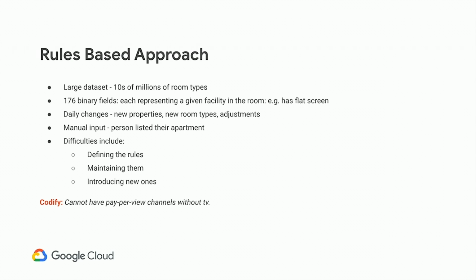And so, issues that may exist with that data, and these are some examples that we'll see in more detail, is you cannot actually have pay-per-view channels in your room if you don't have a television. Now, this is one rule, and it's obvious if you know it, but we'd like to actually find more of these rules and try to identify these kind of issues without having humans interpret them.